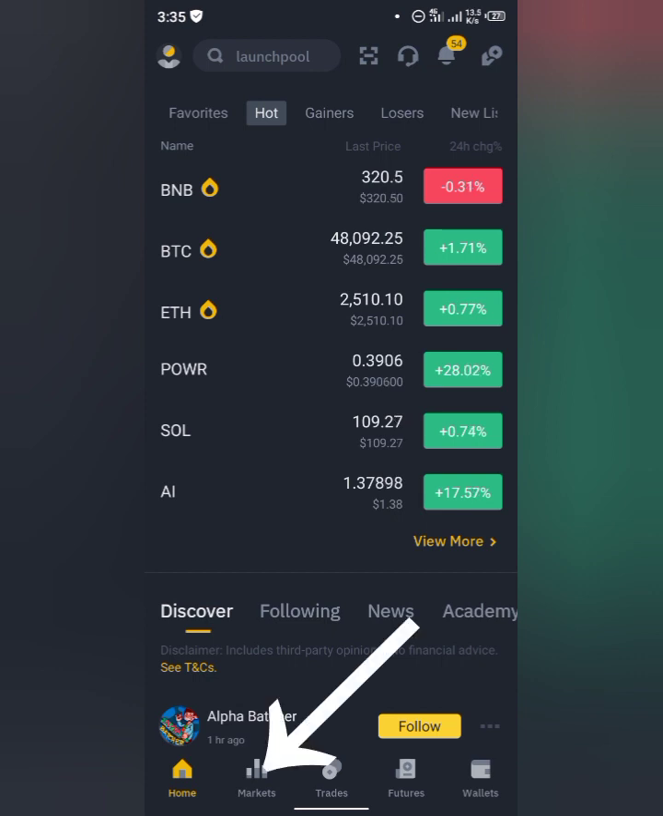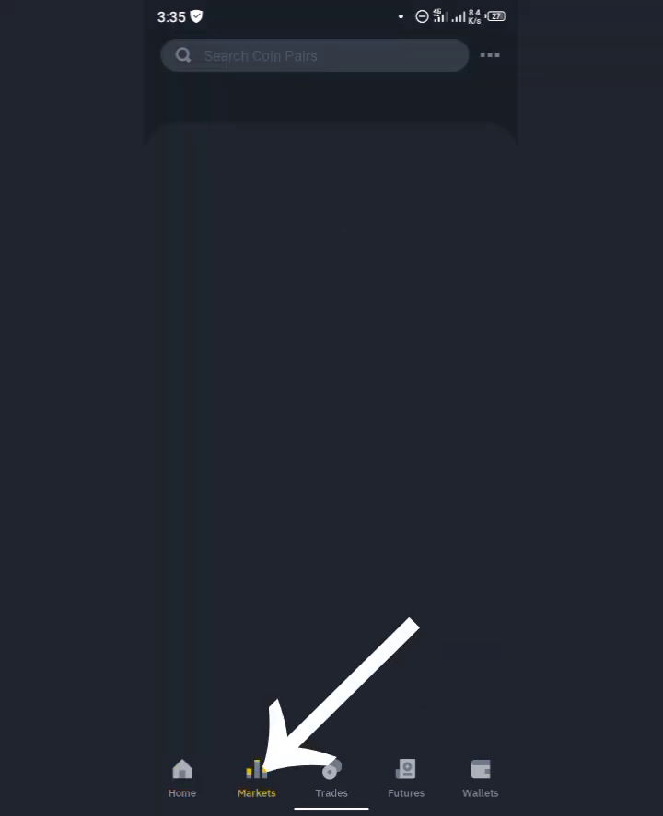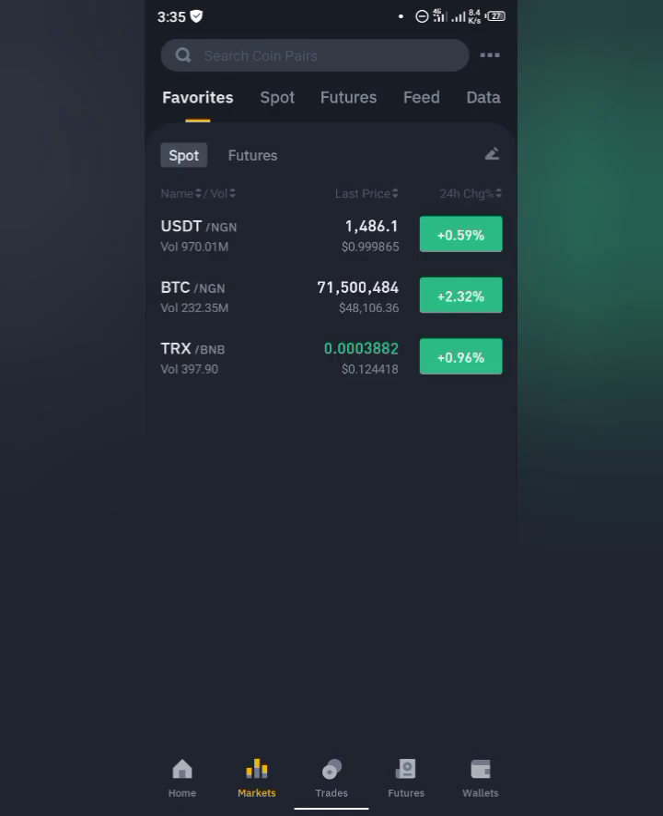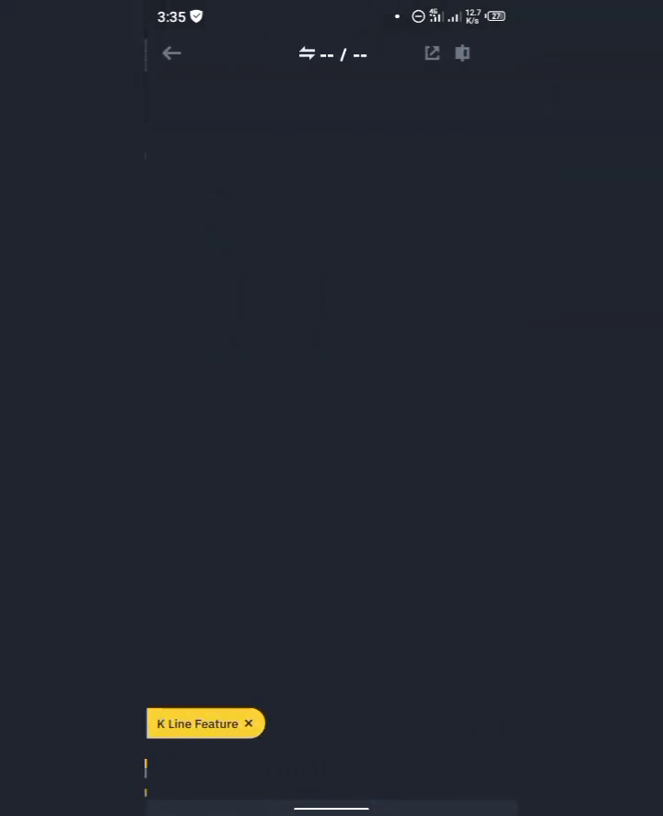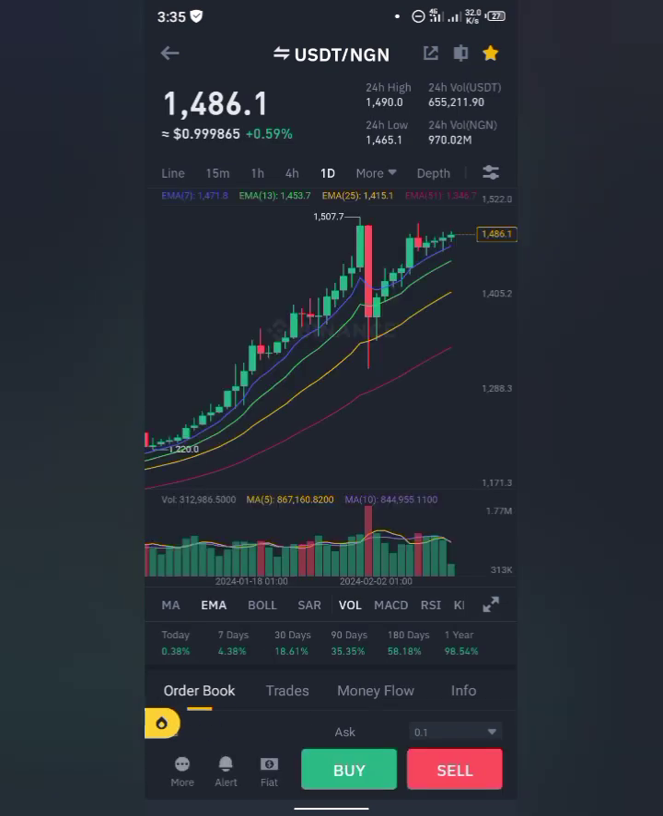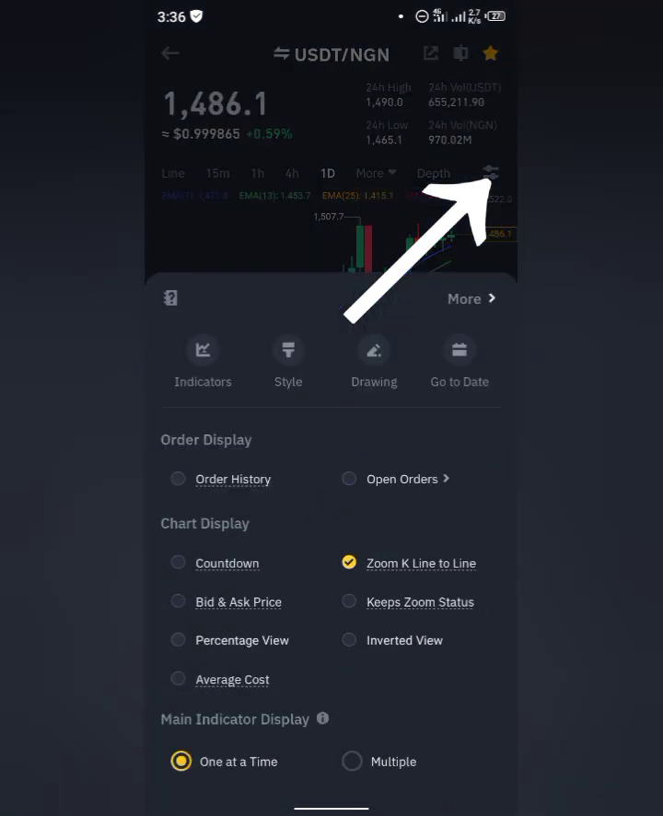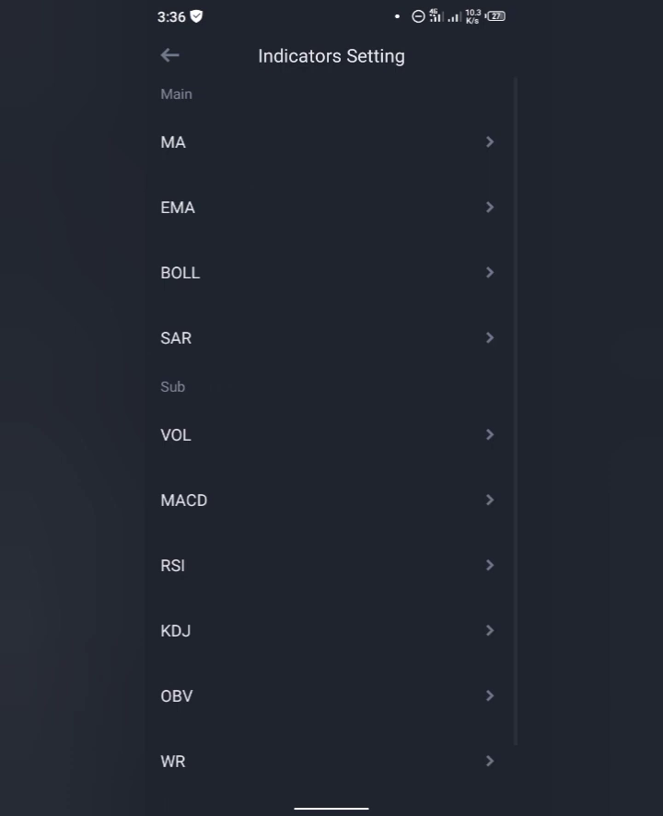So if you come to your market down here, let me use this USDT/NGN to explain this process. We might also check another coin before the end of this video, so let's just use this one. If you come here, I want you to come to where you have this right here, and then click on indicators right here. Now I want you to select EMA.